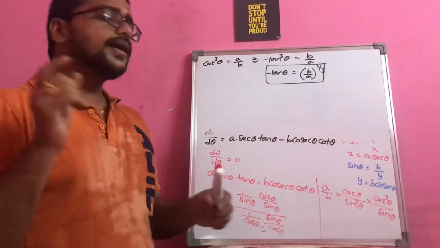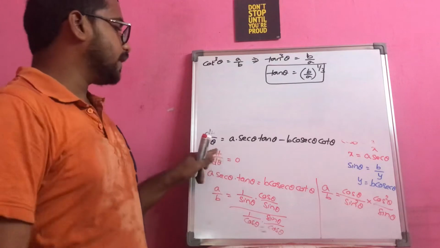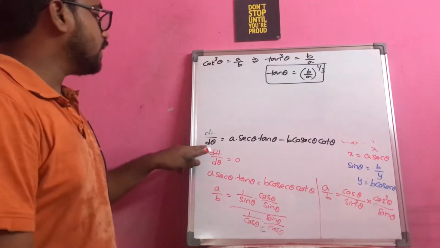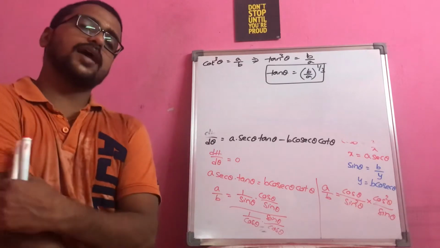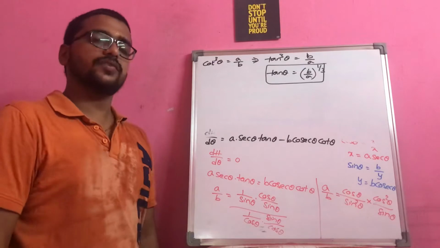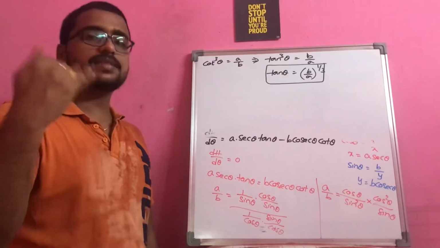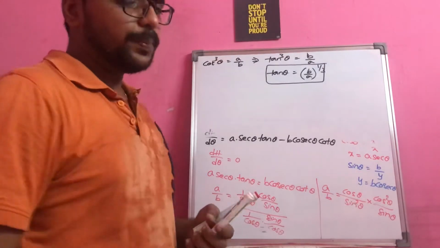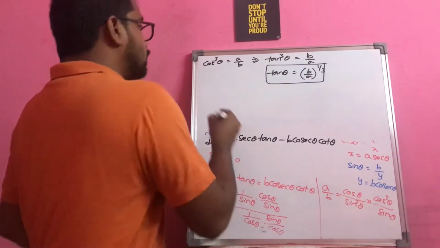But what is our idea? We have to prove that dh by d theta is minimum, that means length should be minimum. So for h to be a minimum, you should find the second order differentiation and find that it is greater than 0, because you have to prove for minimum. So let us do that.